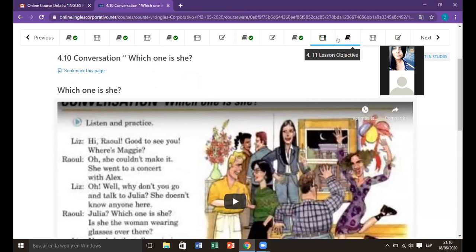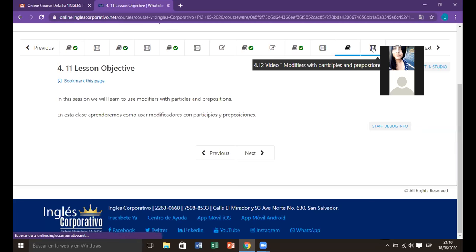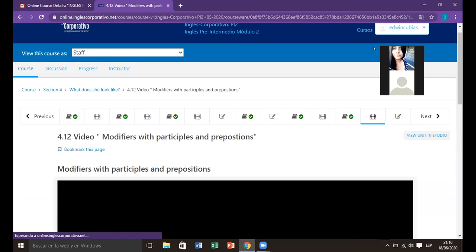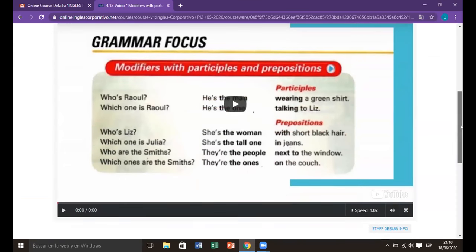Okay. So how do we use them? One more time. Participles, ing. Prepositions are the locations. They tell you where the things are. So here we can use participles. We have ing. Who is Raul? Who is Miguel? Who is Alan? Who is Silvia? Who is Maria? If it's a man, he, right? If it's a woman, she. And then you describe.